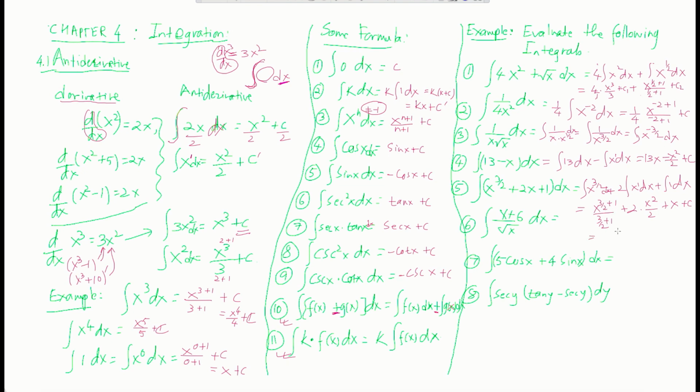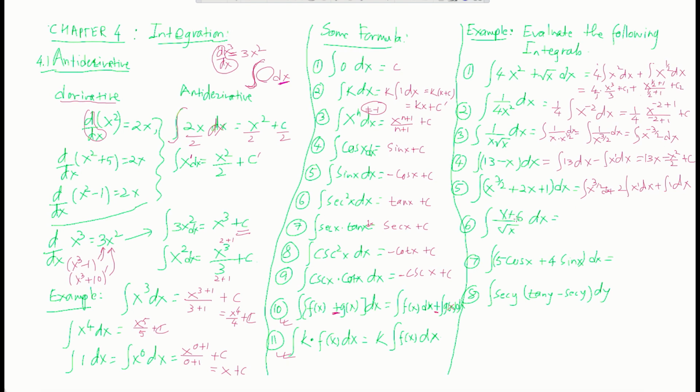So what do you get? You get x to the 5/2 on the top, but in the denominator you will get 5/2. If you want to write it in a nice form, you write 2/5 on the top, right? This cancels out, so plus x squared plus x plus c. This. How about here on example 6?